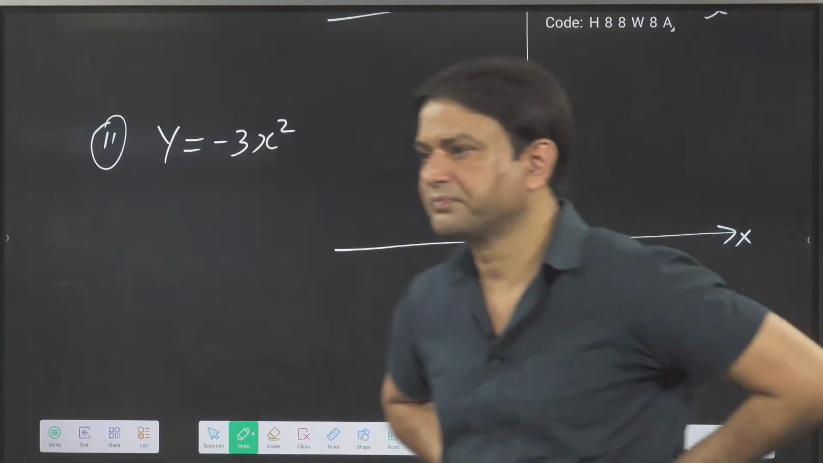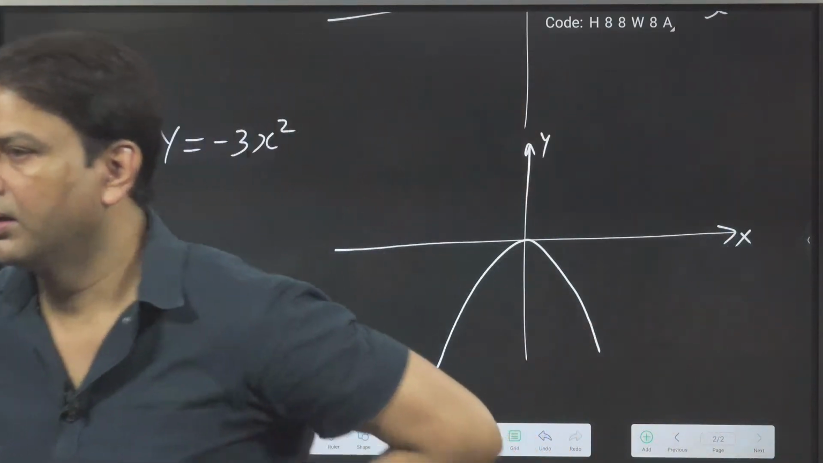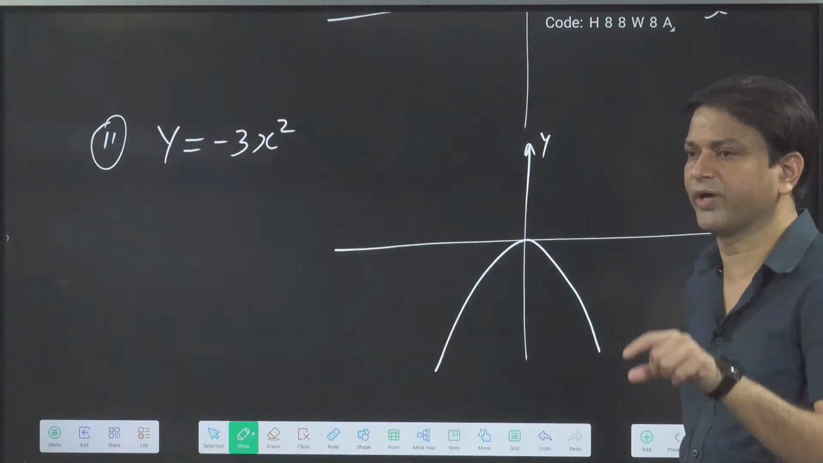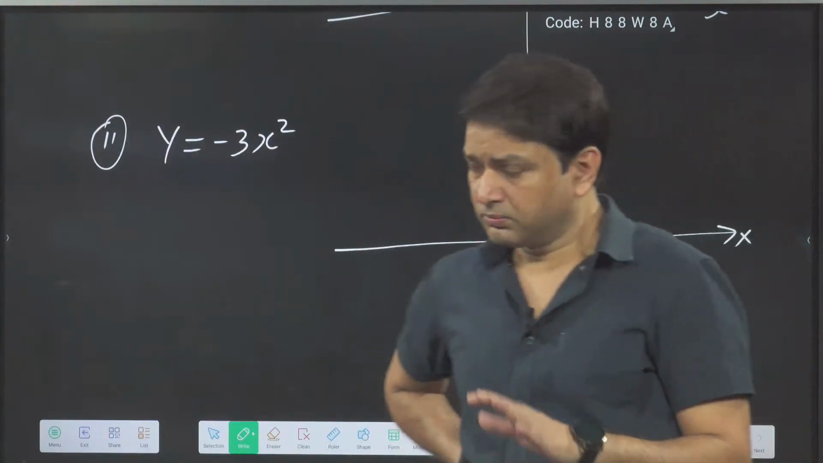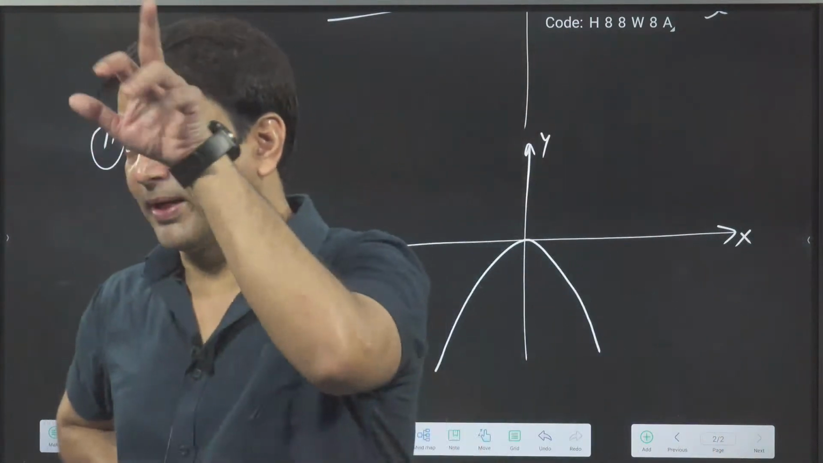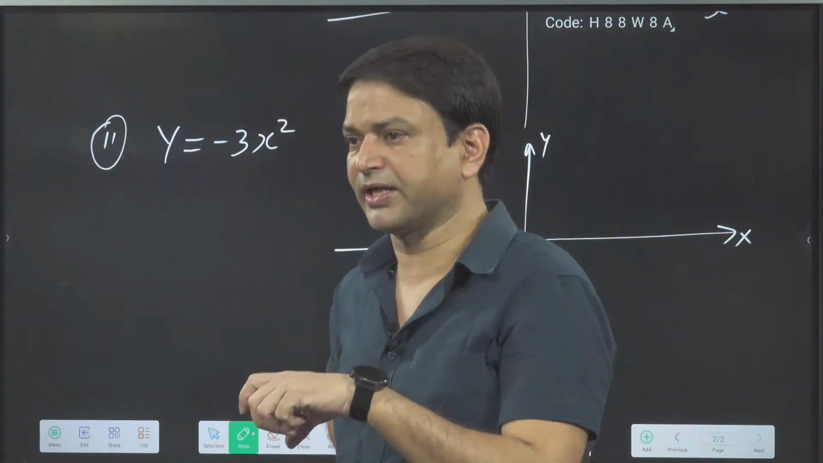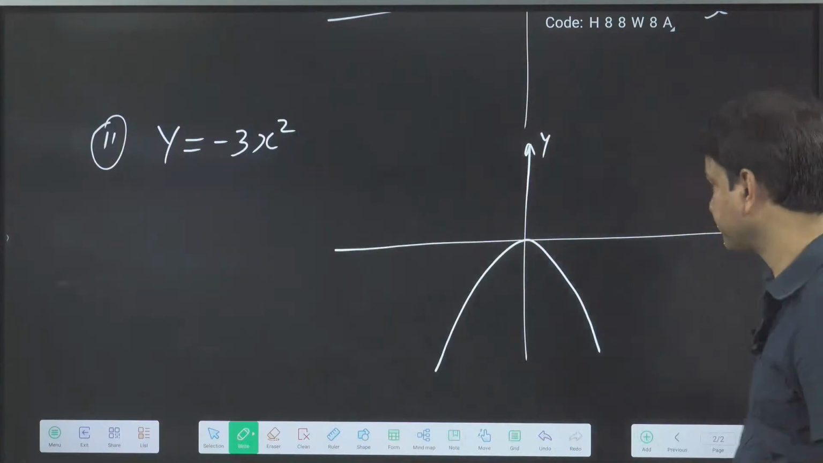Completed. So this everybody got: when the equation contains x square, how do we have to make the shape? If both sides are positive, then we take the positive y-axis as a mirror. If one side is negative, then we take the negative y-axis as a mirror. Okay.